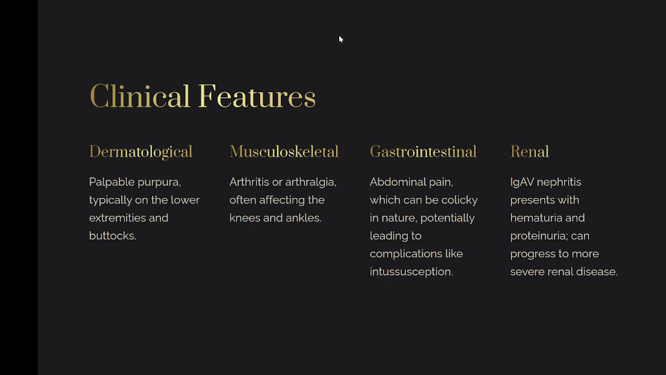Clinical features: dermatological, palpable purpura, typically on the lower extremities and buttocks. Musculoskeletal, arthritis or arthralgia, often affecting the knees and ankles. Gastrointestinal, abdominal pain, which can be colicky in nature, potentially leading to complications like intussusception. Renal, IgAV nephritis presents with hematuria and proteinuria, and can progress to more severe renal disease.